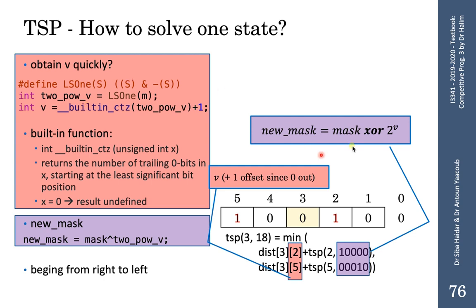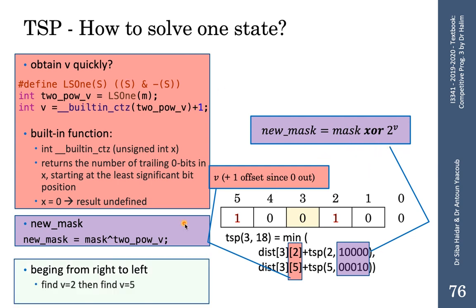So we will begin from right to left, and we will find V equal 2, and then we have to find V equal 5. If we apply the least significant one function over this same mask, we will not get 5 because we will always get 2. So we will have to remove the ones we find. So this is the thing. We will take a copy of the mask, and at each iteration we will subtract from it the 2 to the power V in order to get the next least significant one.